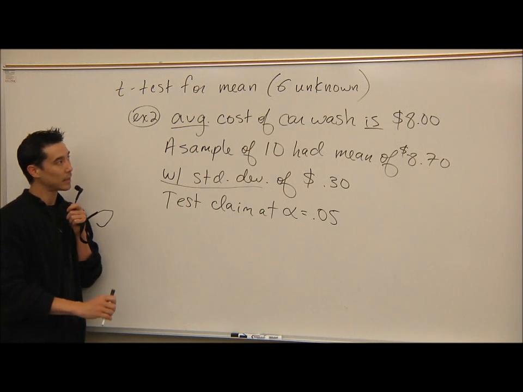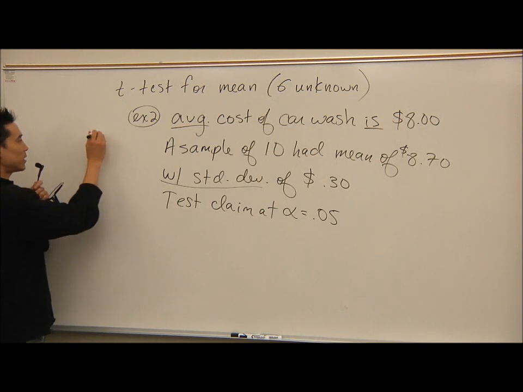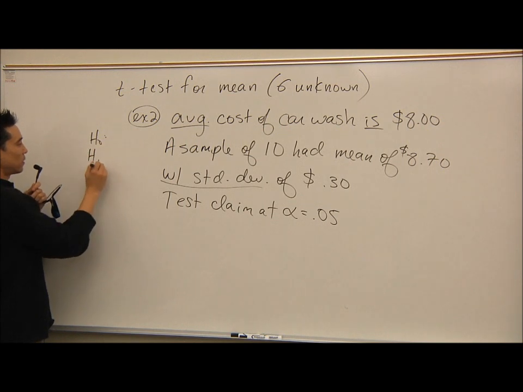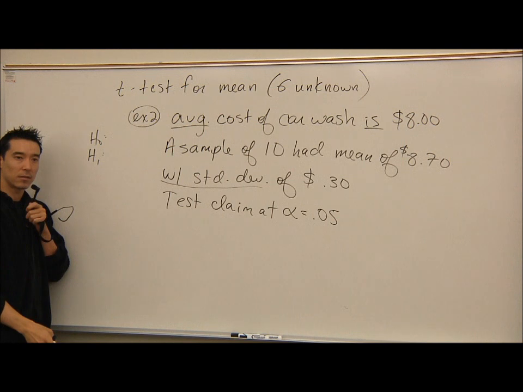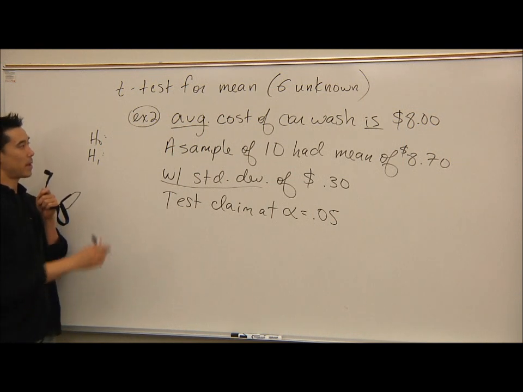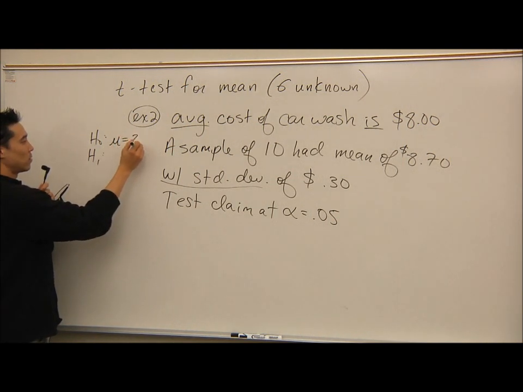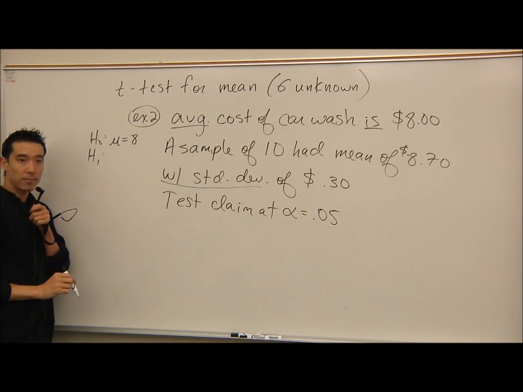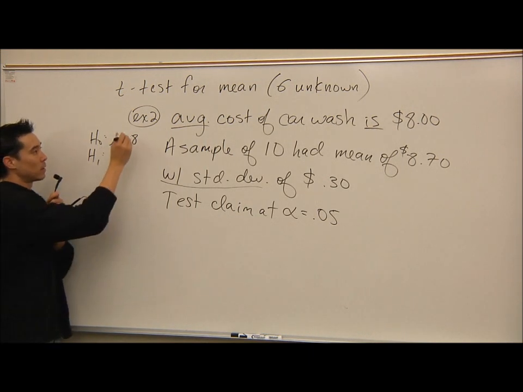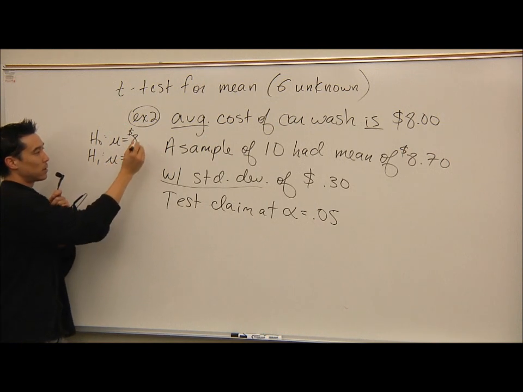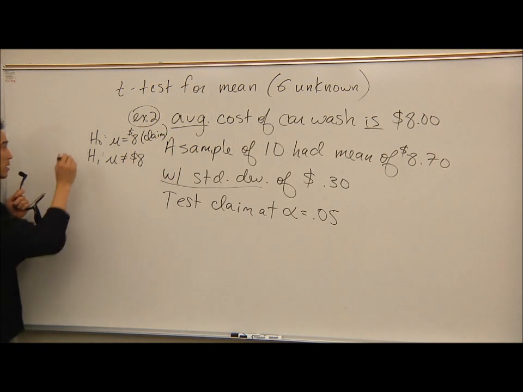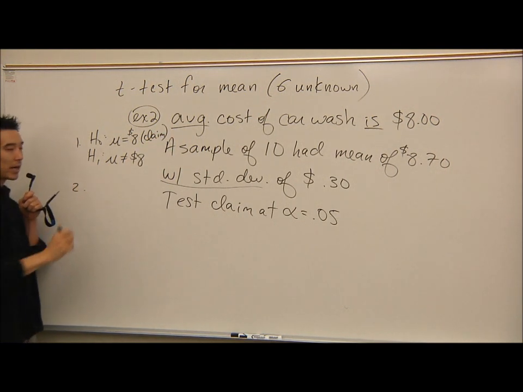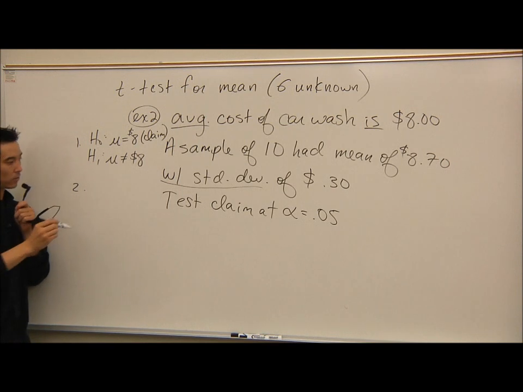All right, so what is H0, H1 in this problem? What is the claim? The average cost of a car wash is $8. Mu equals $8. Where do I put that? In H0, right? Mu equals $8. The alternative is mu is not equal to $8. And this is the city's claim right here. At the end of step 1, I know I have a two-tailed test because it's an equals, not equals.